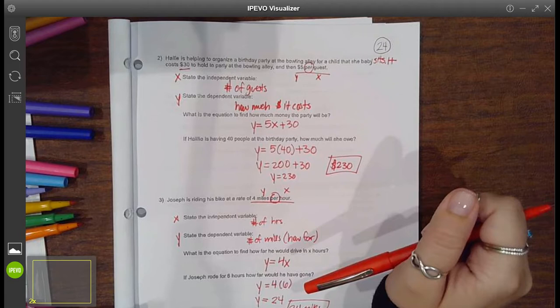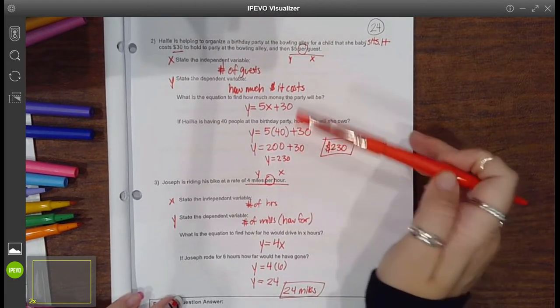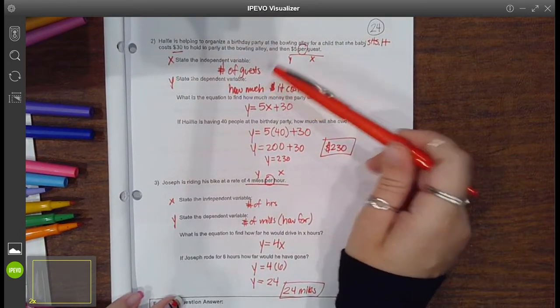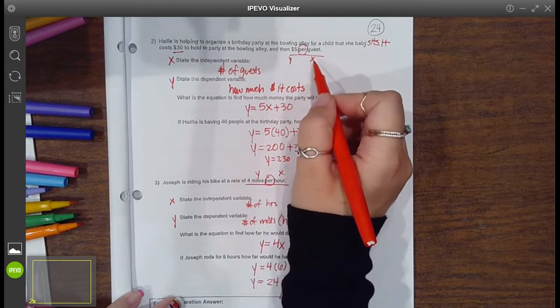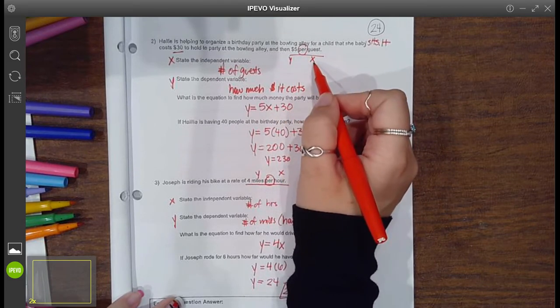Hopefully, now you've gotten a little bit better at identifying the independent and dependent variable. Look for the rate, and it separates your Y from your X. The Y comes first, and then the X comes after. Okay, it's Y per X.